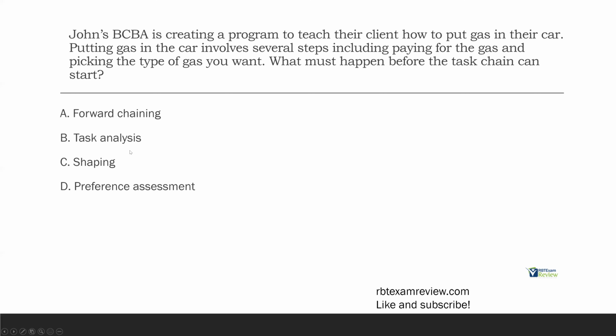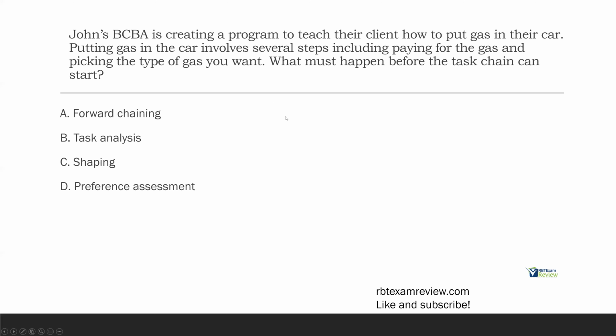So what about a task analysis? Yes, before our task chain can start, we need to analyze the task to create the task chain. So John is going to analyze the task of putting gas in the car, break each step down, create a chain, and that's what we're going to teach. Always remember, before a task chain has to be a task analysis. Task analysis creates the task chain.